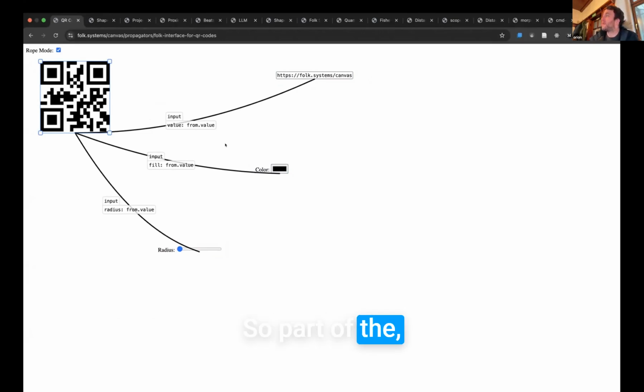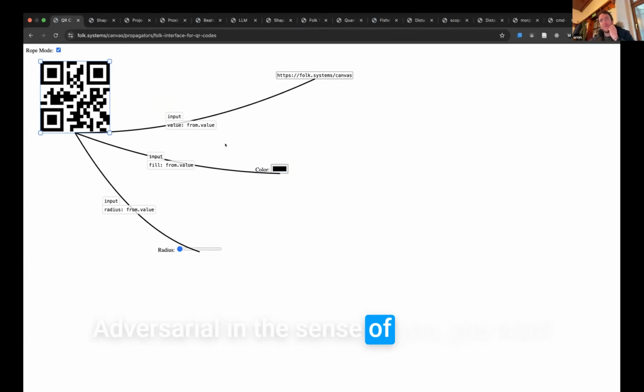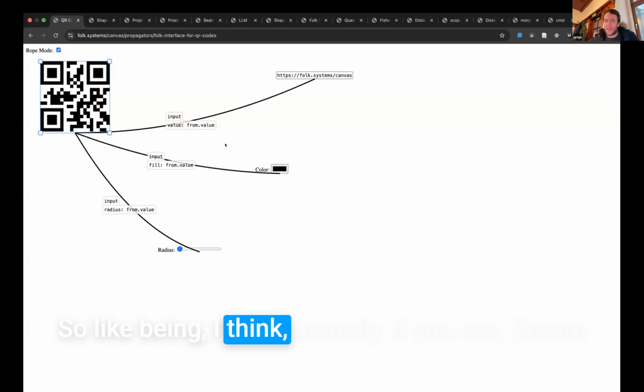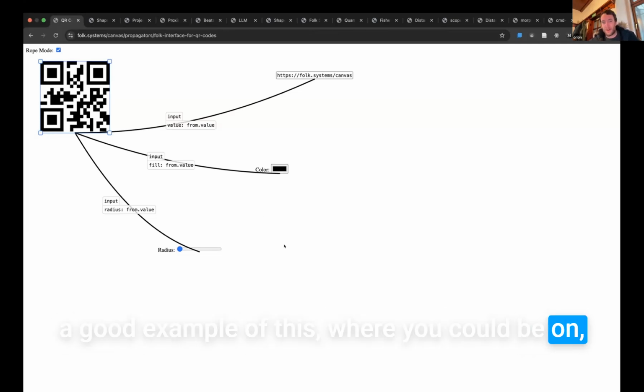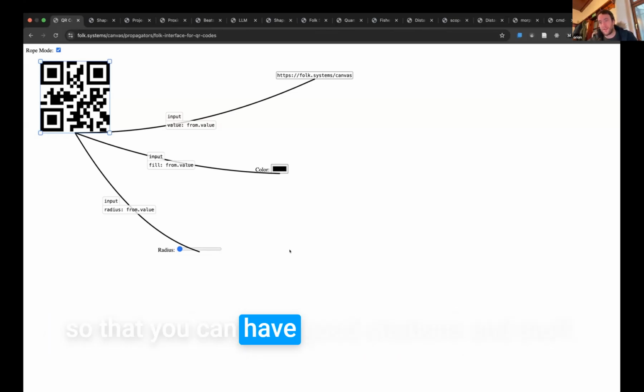So part of the motivation here is that we want to be able to bring KOI into more adversarial environments. Adversarial in the sense that you want to be able to adapt existing interfaces in a way that is potentially against the interests of the producers of those systems. I think if you use Zotero and its browser extension, that's quite a good example of this, where you could be on a publisher's website that does not expose any APIs for accessing structured information, or at least not free ones. And it will basically scrape structured data off of the page so that you can have good citations and stuff.